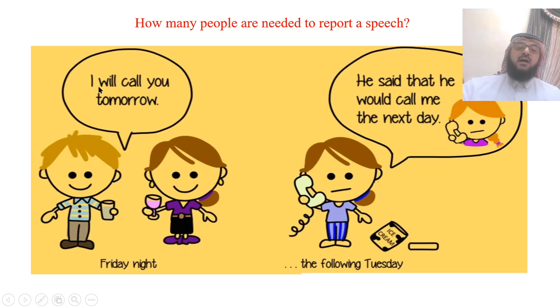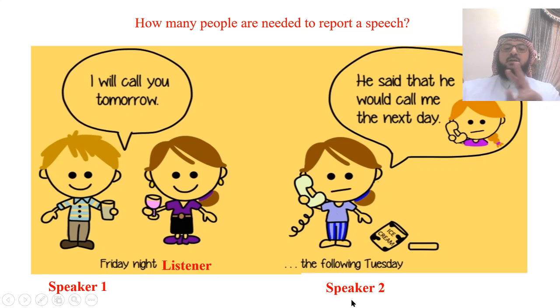Look at this. I will call you. This was direct from the boy to the girl. The boy is the speaker 1. The girl is listener. So we have 2 people. Now the listener becomes speaker 2. Okay? We still have 2 people.